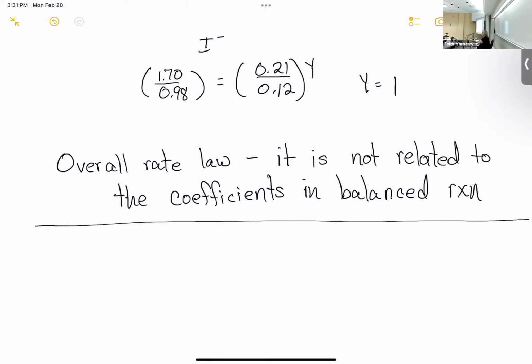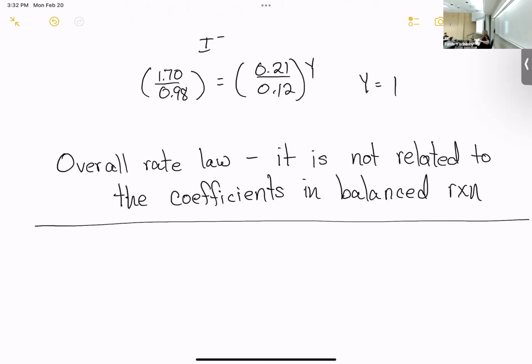I have a question. Yes. What's the prompt going to look like? You're going to give us data, but is it going to ask, using the method of initial rates, determine the rate law for this reaction? Something like that. Okay, I'll tell you which method to use. And this is the method of initial rates.